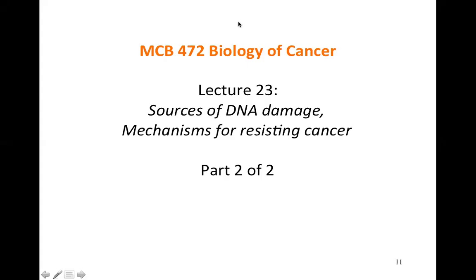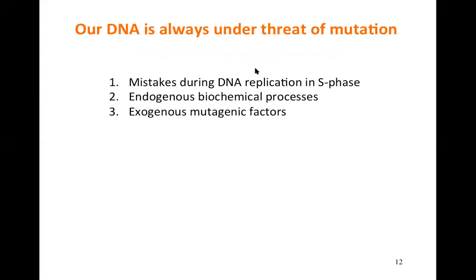A look now at some additional examples. So we've talked about mistakes that happen during DNA replication. We've talked about endogenous biochemical processes like metabolism causing damage. Now let's think about exogenous mutagenic factors, right? Things that are not necessarily part of the food we eat, but we are just exposed to in our environment.